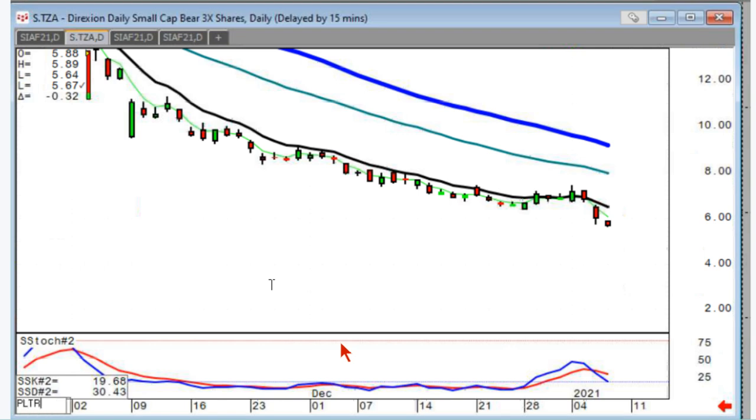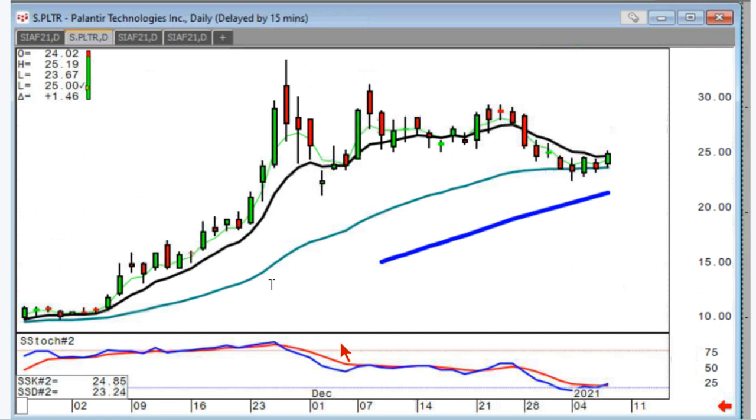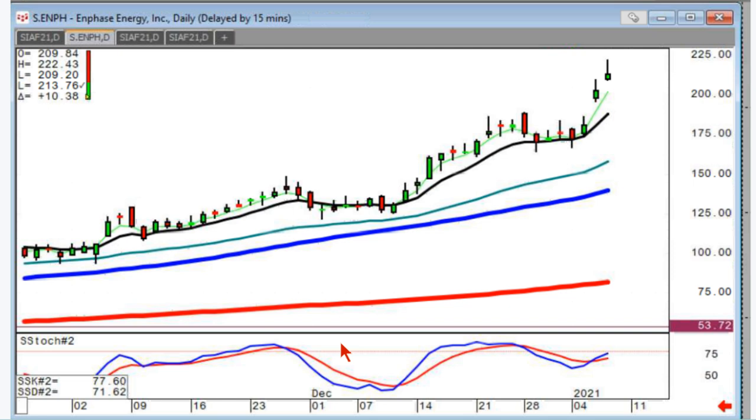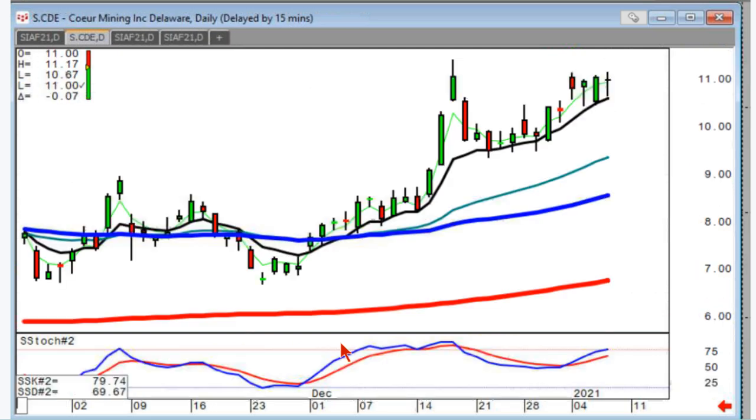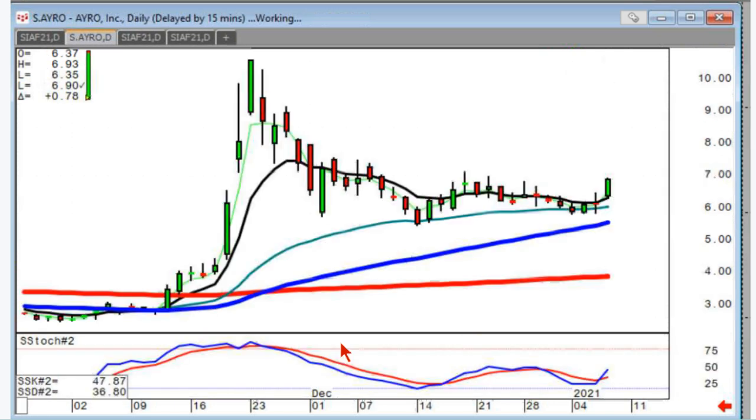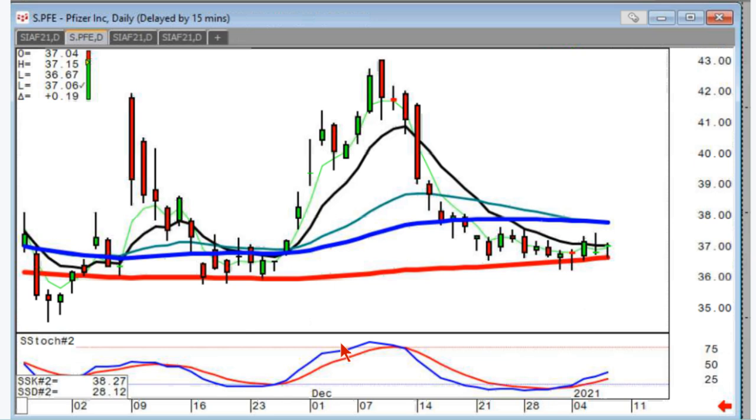We did PLTR, flat, still not a great chart. I think we did ENPH. Stay long, but I'd probably use yesterday's close as a stop. CDE, one of the mining companies, stay long, but this one has to open positive tomorrow to break out. AYRO, that one you can be buying. That's a good chart. Pfizer, nothing. Would not be long or short right now.